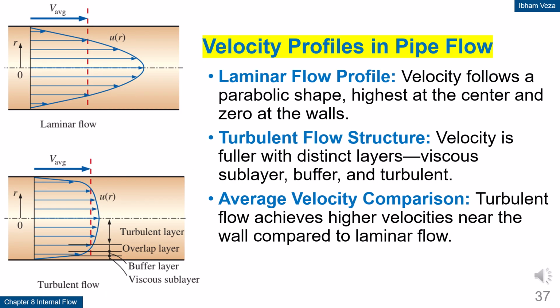Velocity profiles in pipe flow. In laminar flow, the velocity profile is parabolic, with maximum velocity at the center and zero at the wall. In turbulent flow, the profile is fuller and less peaked at the center. The turbulent flow structure also consists of several layers, such as the viscous sublayer and the turbulent core. These differences in profile shape strongly affect energy and friction calculations. Therefore, choosing the correct flow model is very important in engineering analysis.